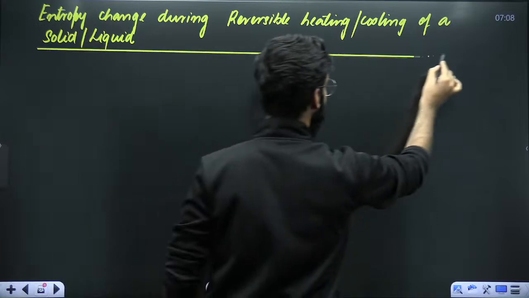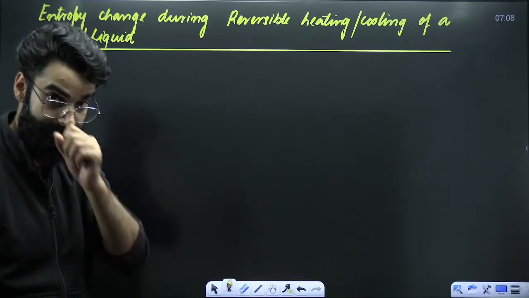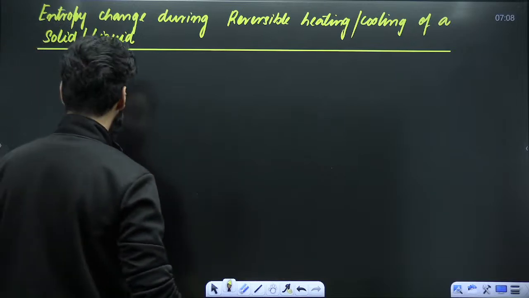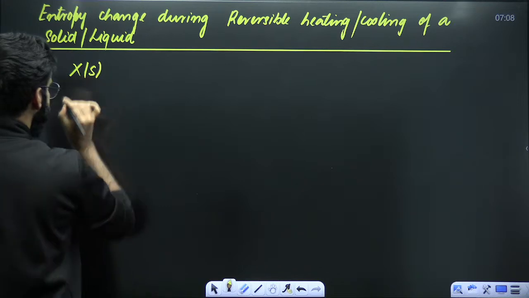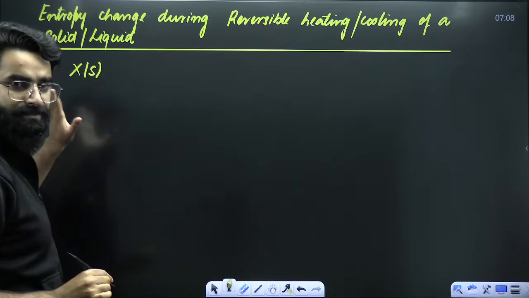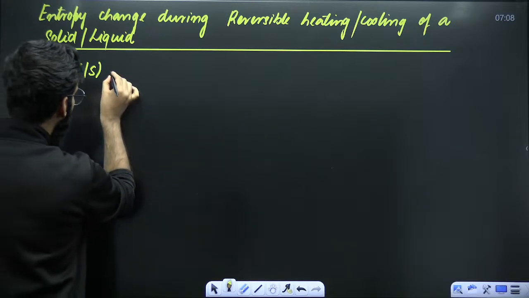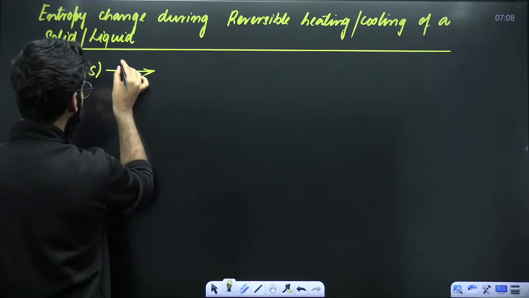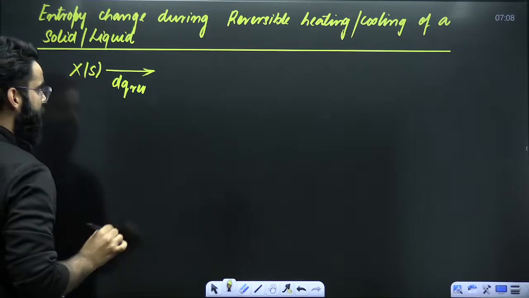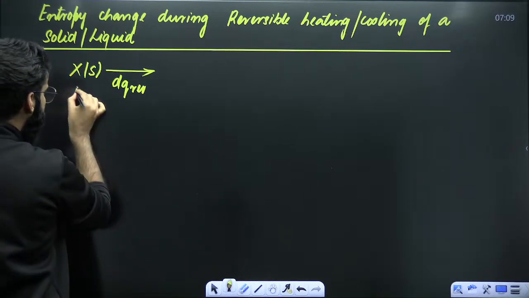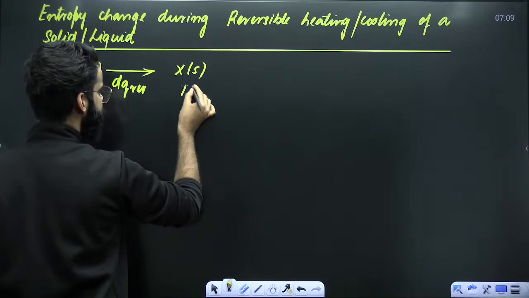See what exactly it means. My dear students, for example, imagine that this X is a solid which we have. I'm supplying some heat to the solid, for example, this much of heat, dQ, a reversible amount of heat. Initially, the temperature of the solid is T1. Finally, the temperature of the solid is T2.